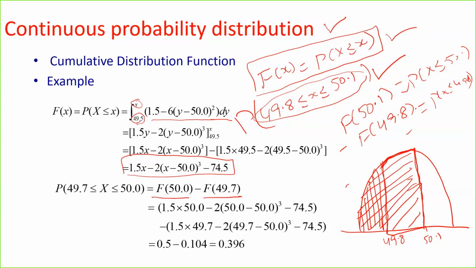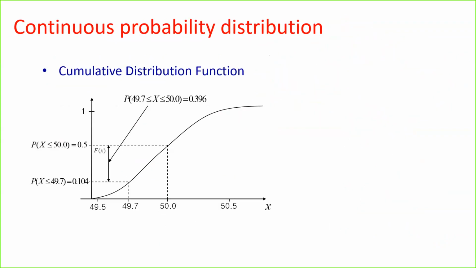Clear, right? That is how to use the cumulative distribution function to answer range queries. It is visualized like this. The cumulative distribution function is a monotonically increasing function. So x less than or equal to 50 is this, and 49.7 is this. This is the difference, which is 0.396.